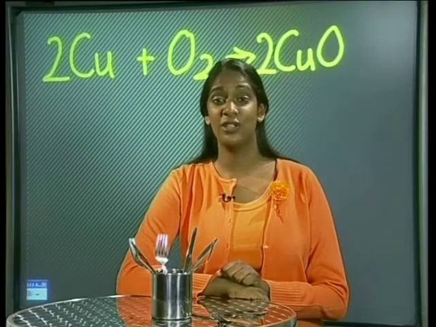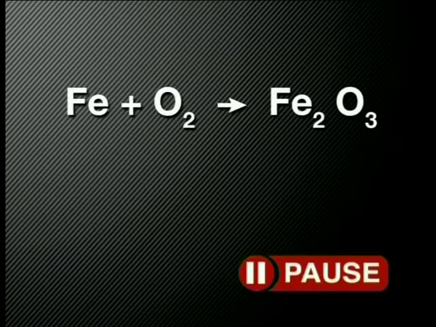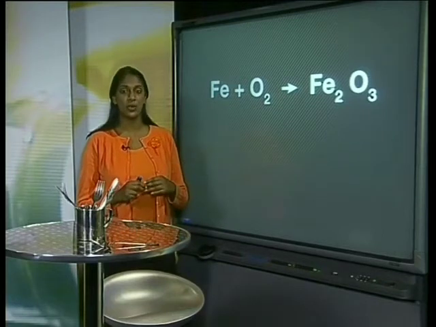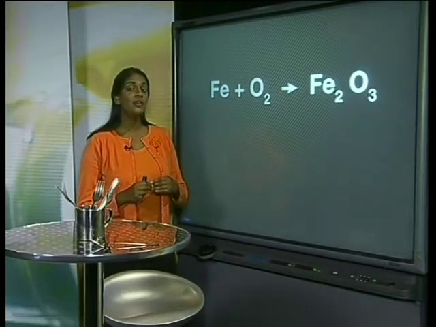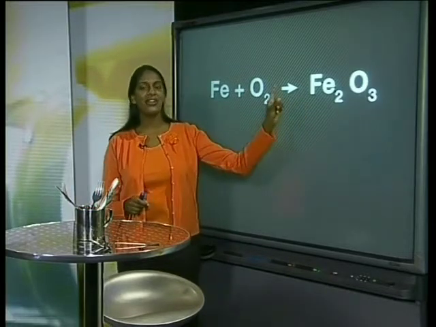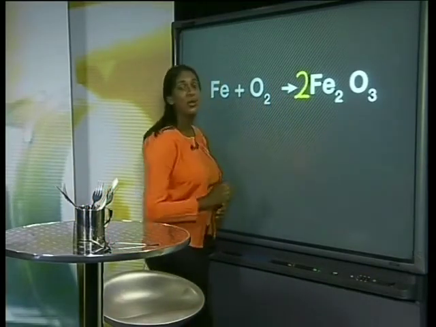Iron bonds with oxygen in a very different manner. The unbalanced chemical equation for the reaction iron plus oxygen reacts to form iron oxide is Fe + O2 → Fe2O3. Why don't you try and balance this equation now? Here is a tip to help you balance this more difficult equation. When you have an even number of atoms on the left and an odd number on the right, multiply the odd number by 2. So I write a 2 in front of the Fe2O3.